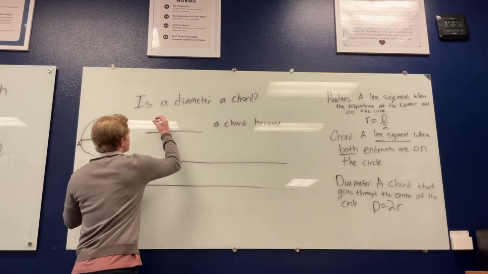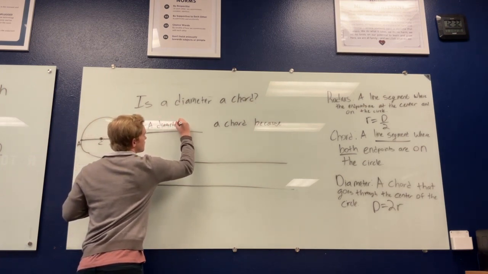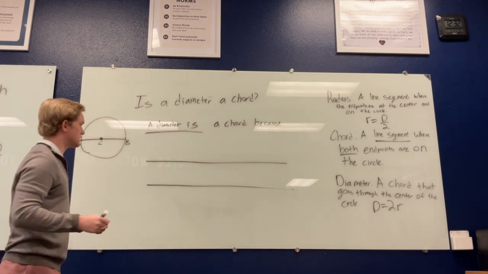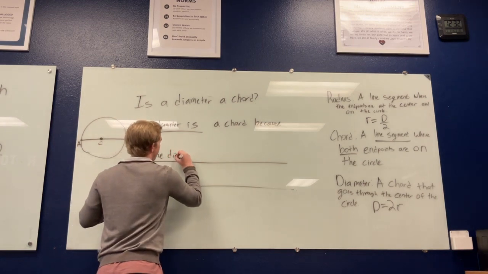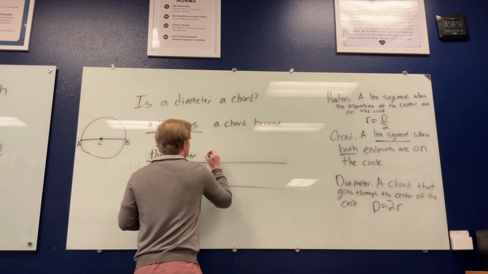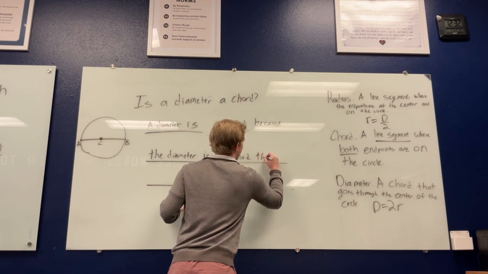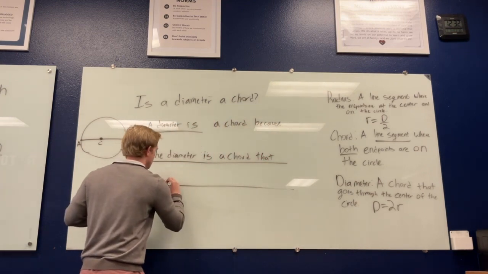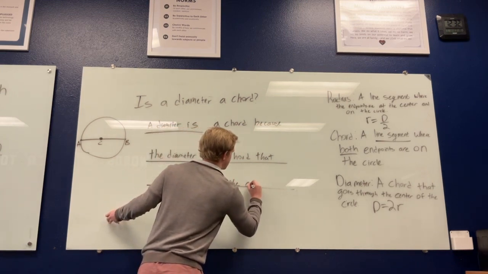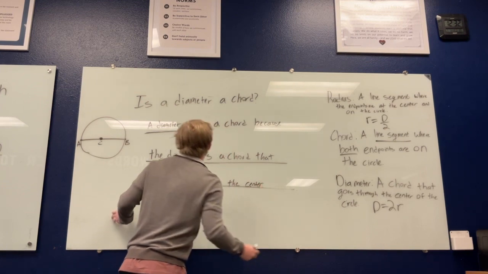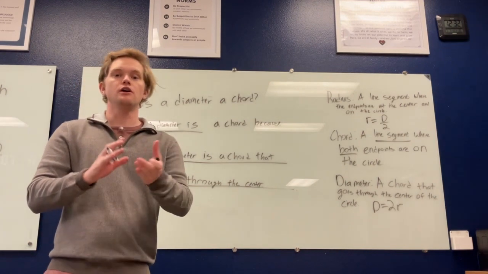So we know that a diameter is a chord because the diameter is a chord that goes through the center. So it still has both of its endpoints, but it goes through the center. That's what makes a chord and a diameter different.